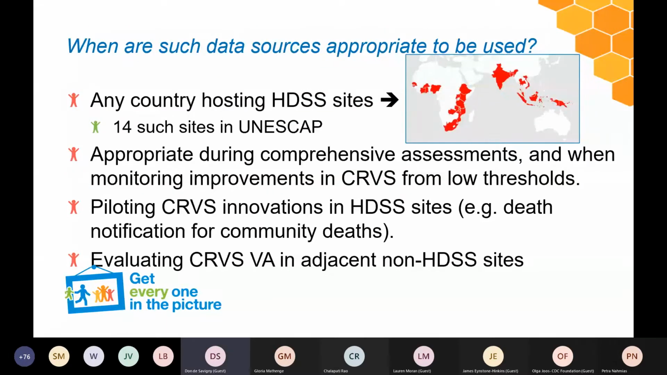So any country hosting a DSS site could do this. This could be very useful for comprehensive assessments or when monitoring improvements in CRVS when CRVS completeness is at a low level. You can also use them for piloting CRVS innovations within the sites before going nationwide. Things like how to do death notification for community deaths could be much easier to work out within a site where you have all this rich contextual data and the ability to follow populations. And you can evaluate CRVS verbal autopsy in areas not adjacent to the HDSS site. So last slide, please.